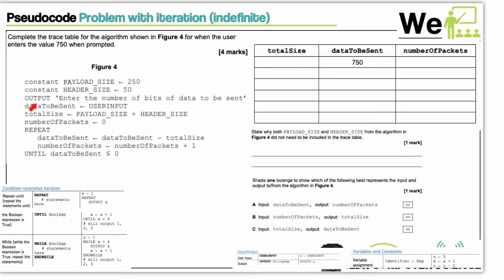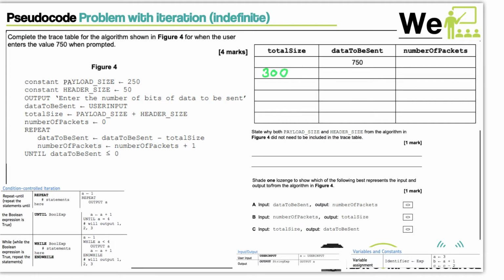Okay, output: enter the number of bits of data to be sent. Data to be sent is user input. So that person's put in 750. So that's where that came from. Total size is payload size plus header size. Payload size is 250 and header size is 50. So 250 plus 50 means that total size is going to be 300. That's pretty clear, 300.